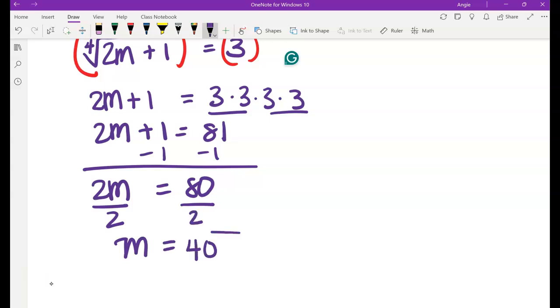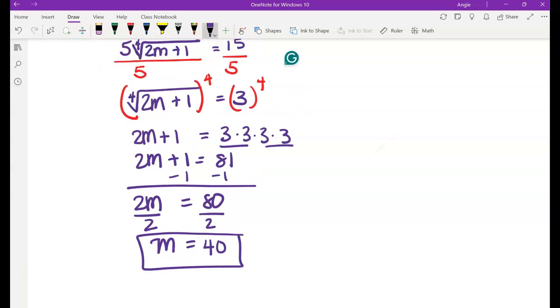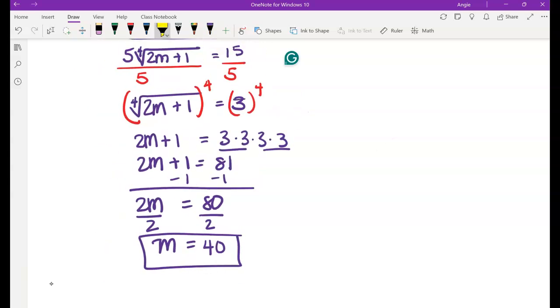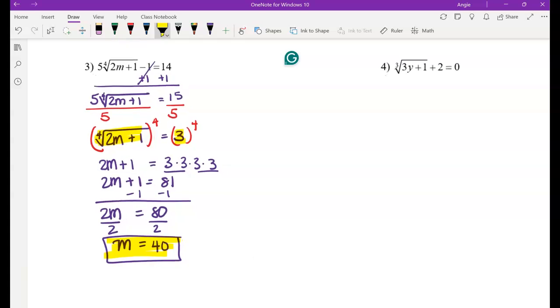Now we know it has an answer because when we isolated the root, it was a positive 3, and that's an even index, so we know it has an answer. So we can keep the 40.